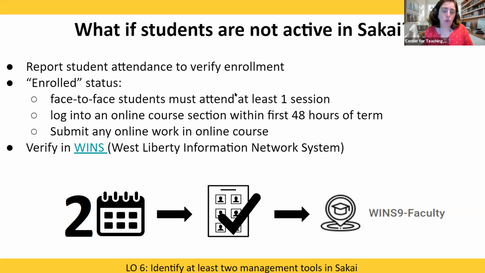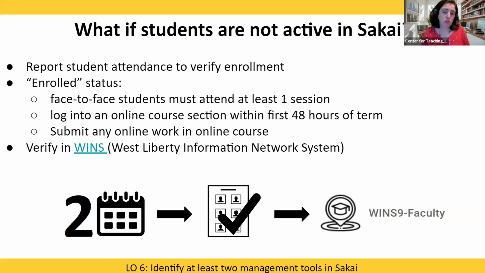For a student to be enrolled, they need to have shown up to at least one session of a face-to-face course. After like 2 weeks, if they haven't, you're going to mark them as not attending and they will be unenrolled from your course. And when that next sync comes through from Banner, Sakai will remove their user from your course.